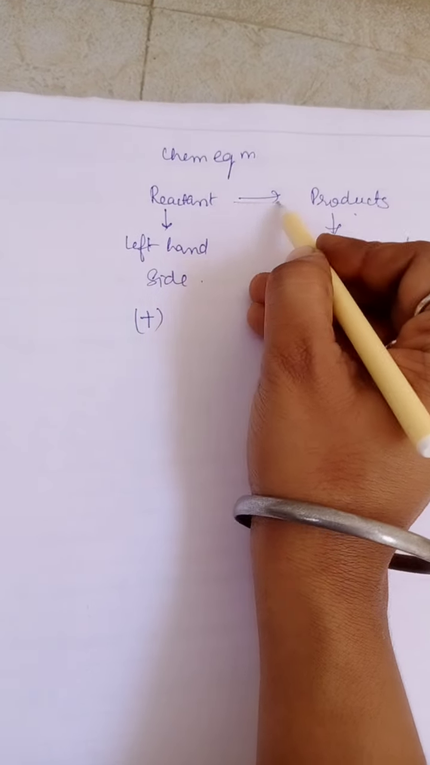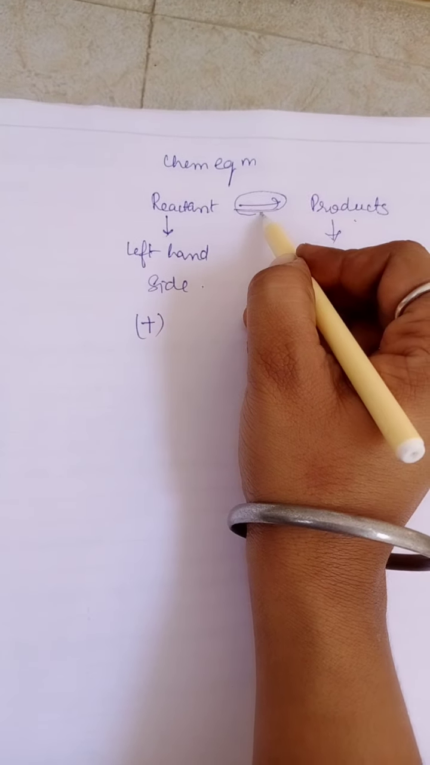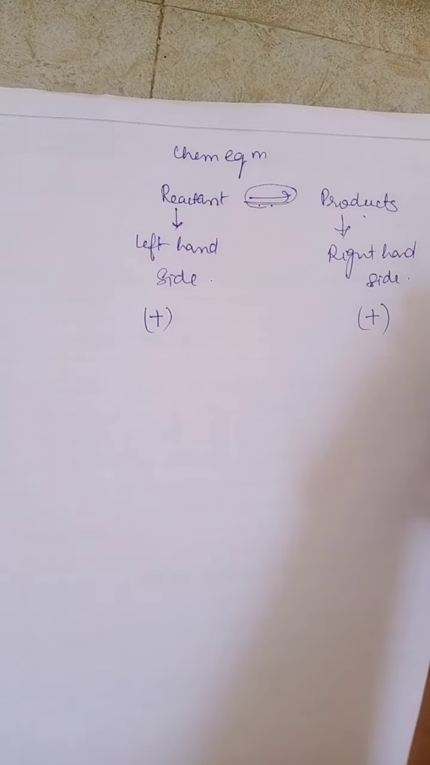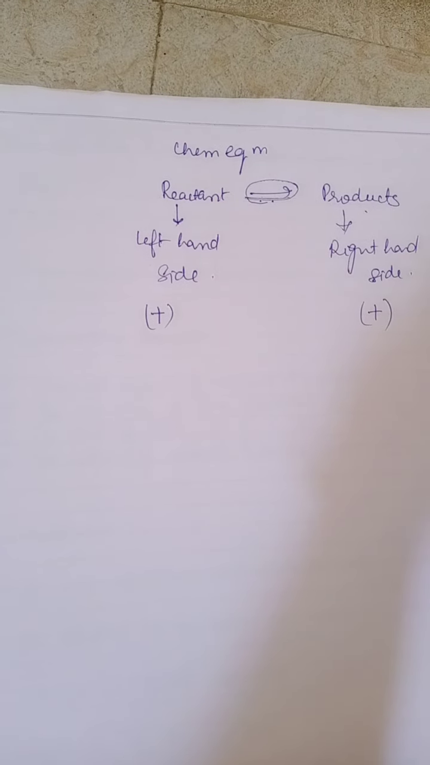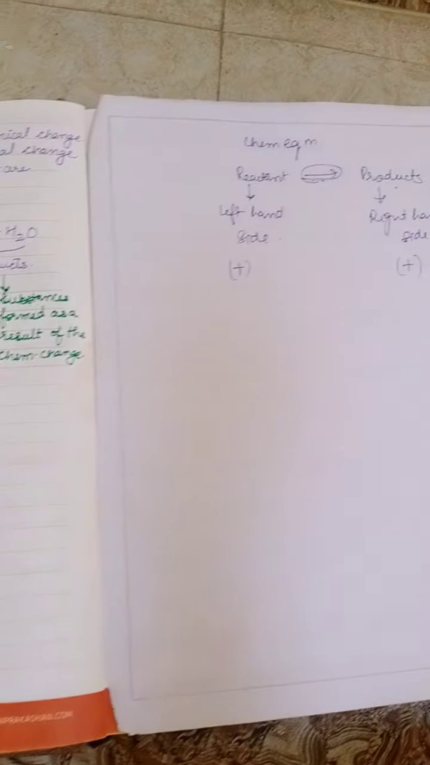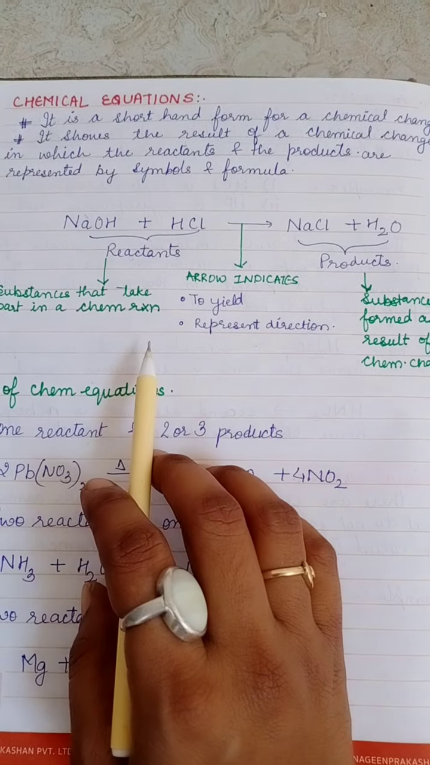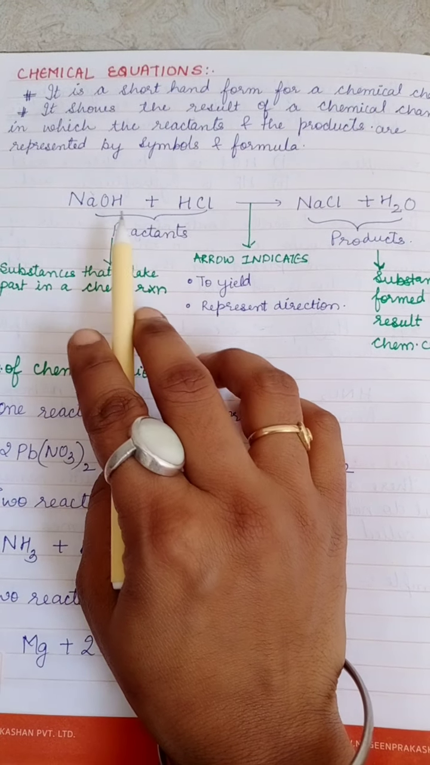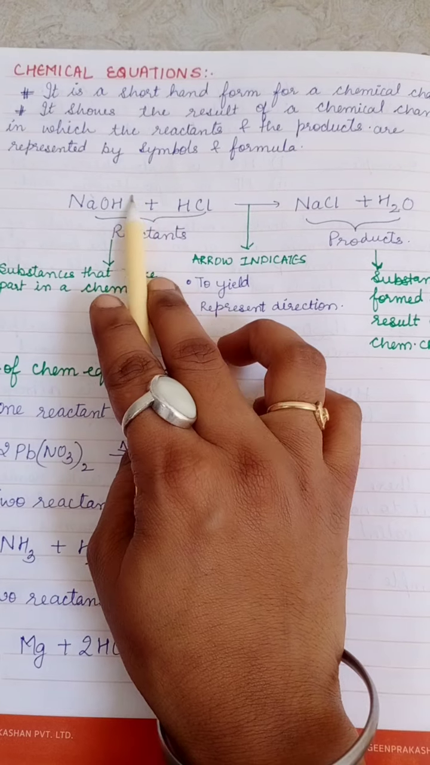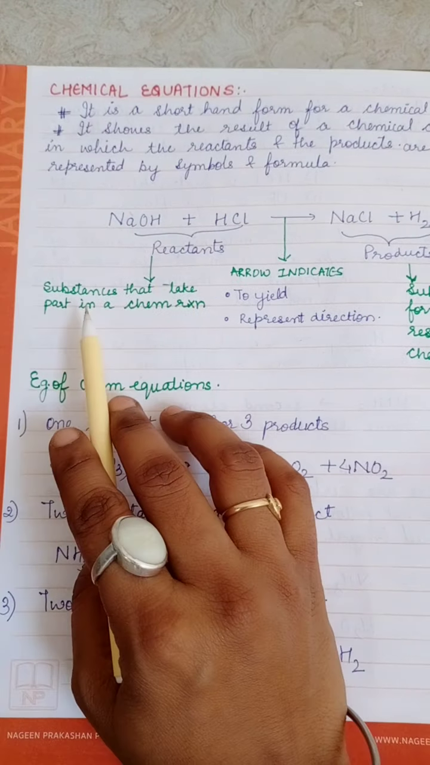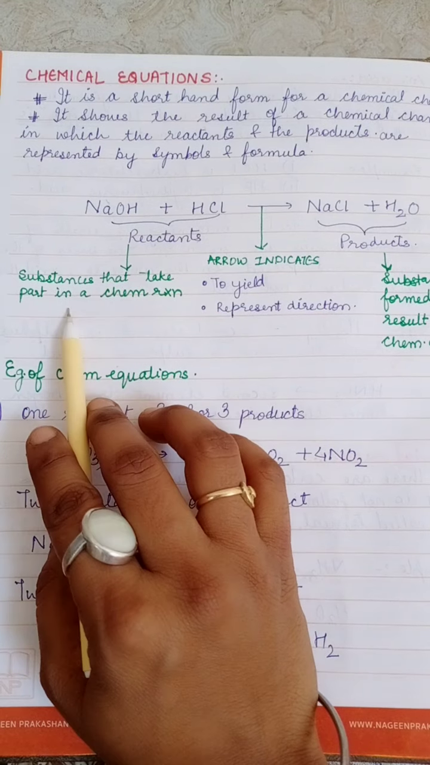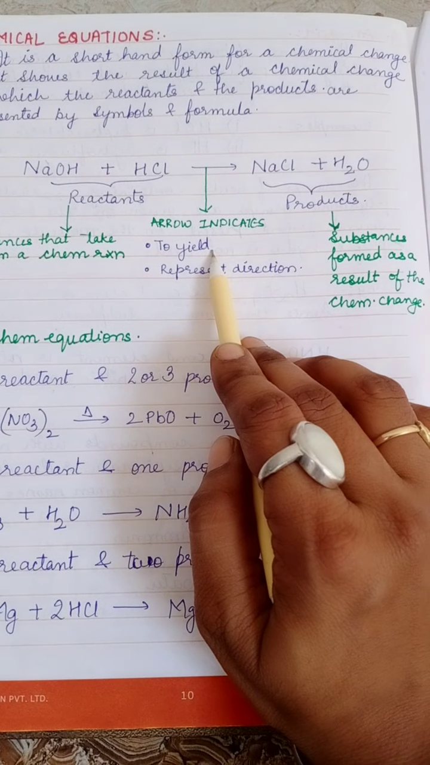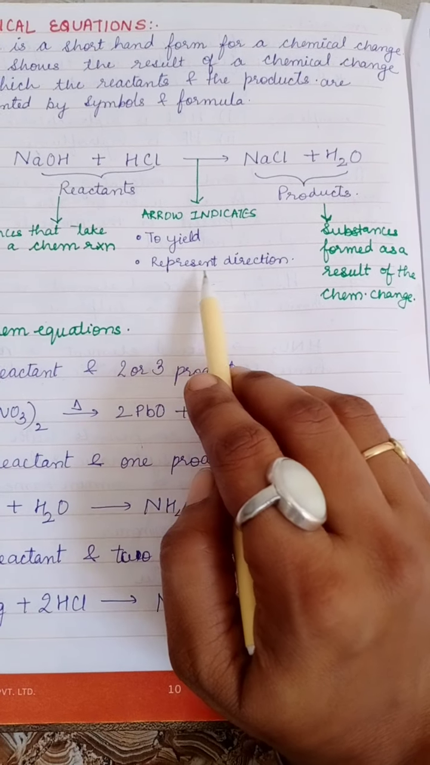Now this arrow sign is also very important, because this arrow indicates the direction of the reaction and it also indicates the yield, that means the result of the reaction. Here you can see I have represented one simple example. NaOH reacts with HCl. Both of them are reactants. There are two reactants, so I have represented them with the plus sign in between them. What are reactants? These are the substances that take part in a chemical reaction. What does this arrow indicate? The arrow indicates yield. Yield means the result. And it represents the direction.